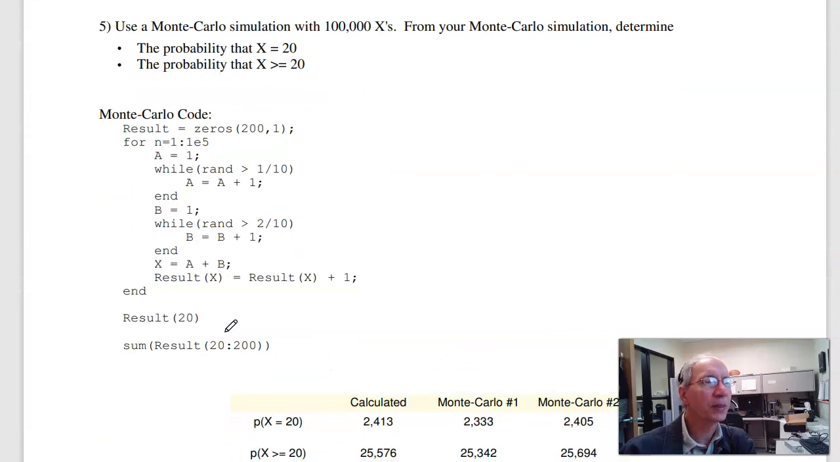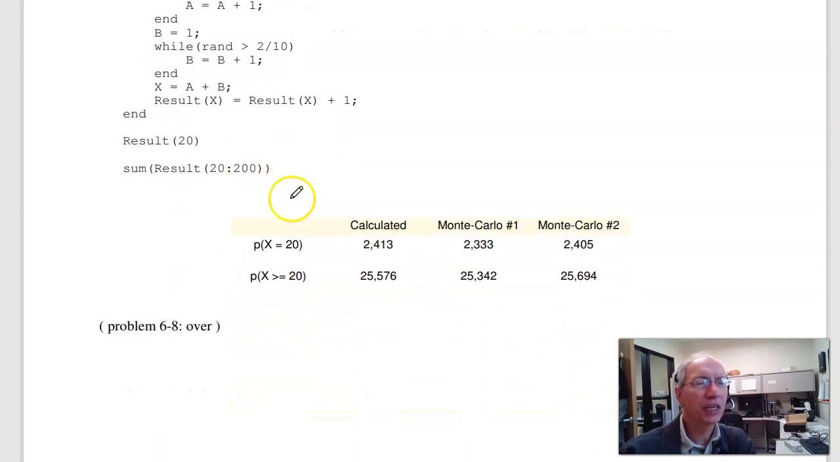Third way to solve, Monte Carlo. I'm going to toss a die until I get a 1, toss a second die until I get a 1 or 2, add the two together, and keep track. How many times did it take 1 roll, 2 rolls, 3 rolls, 4 rolls, and so on. Repeat 100,000 times, and here's what I get. Probability that x is 20 is 2.4%, or 2413 in 100,000 rolls. First Monte Carlo, second Monte Carlo, it's about the same ballpark. Number of times x was at least 20, it's about 25%. So again, looks like we did it right.